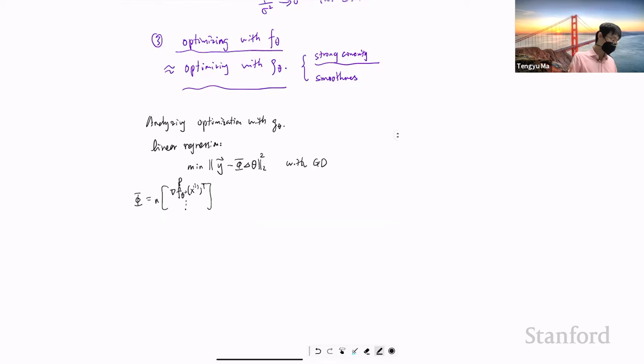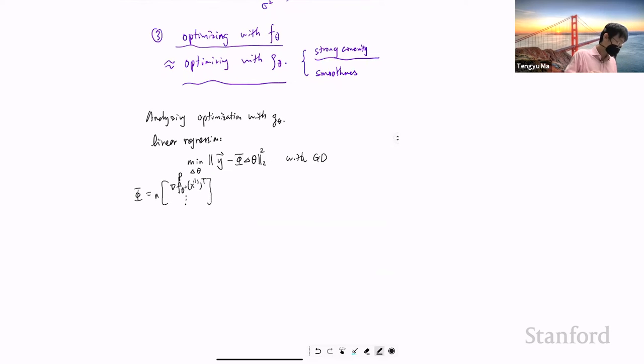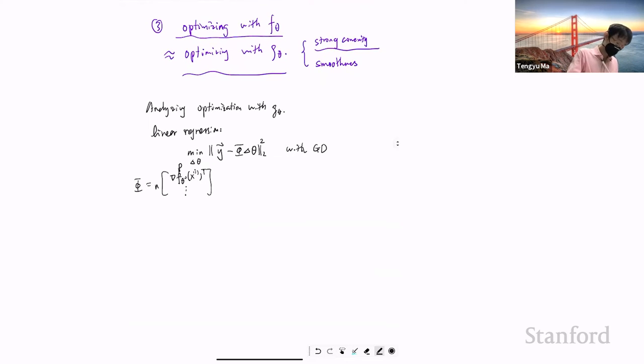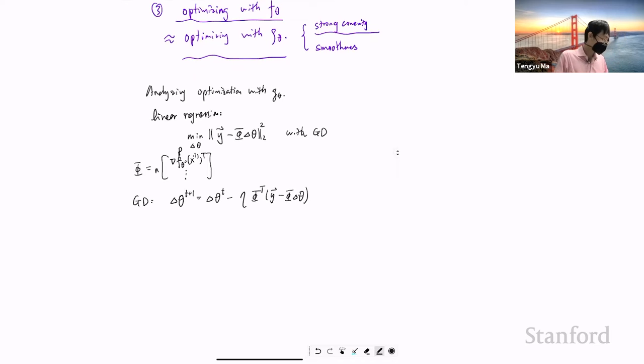What exactly this phi matrix is doesn't matter so much anymore for the rest of the discussion, because phi is just a matrix. And delta theta is the difference between theta and theta 0. We are just optimizing over delta theta. What you do is take gradient descent, and the gradient is phi transpose times y vec minus phi delta theta. Right, this is the gradient update.